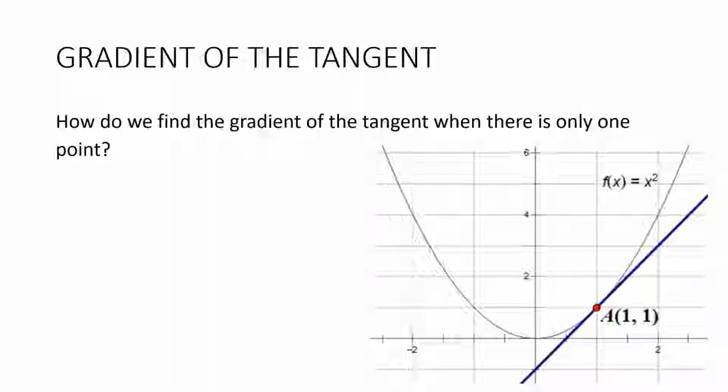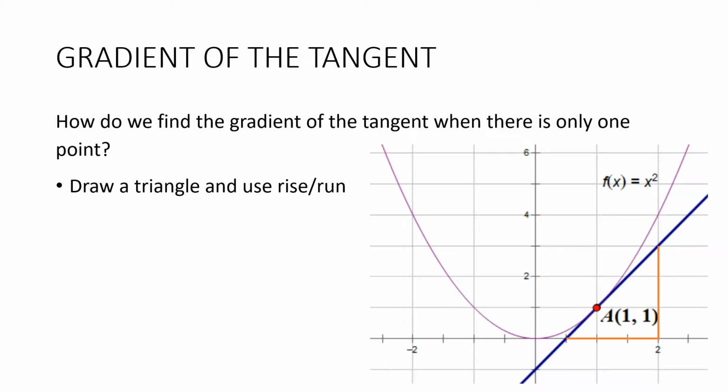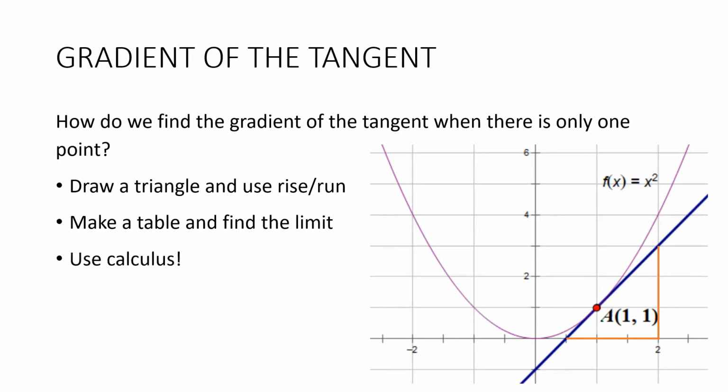How do we find the gradient of the tangent when there's only 1 point? I mean, we can't use the gradient formula. We can't do 1 take away 1 divide 1 take away 1. It would give us 0 divide 0 and it's undefined. Well, we could draw a triangle and use rise over run. Or we could make a table and start with a point here, work out the gradient and creep it closer and closer and closer and closer and try and guess the limit. Or we could use calculus.